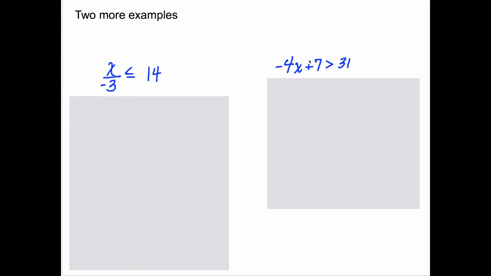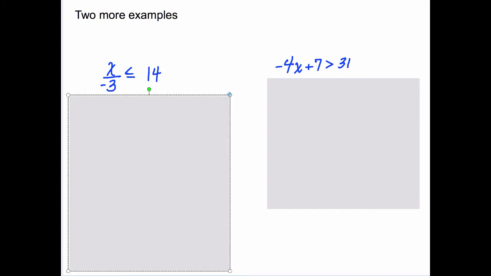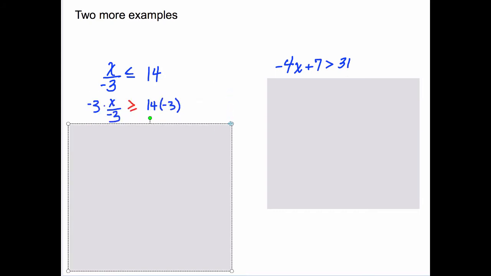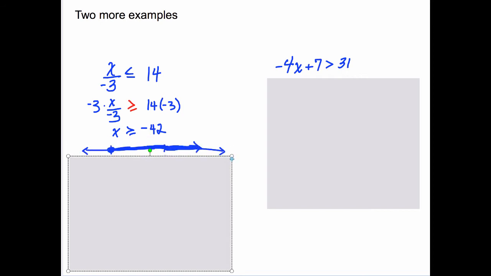Okay, and I'm going to quickly show you these solutions. For the first problem, we will multiply each side by negative 3 to clear this denominator here, and we flip the inequality, or switch the sense of the inequality. So our solution is x is greater than or equal to negative 42, and the graph should look like this.